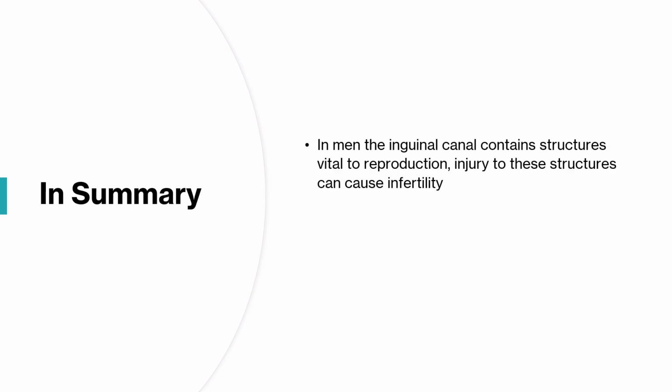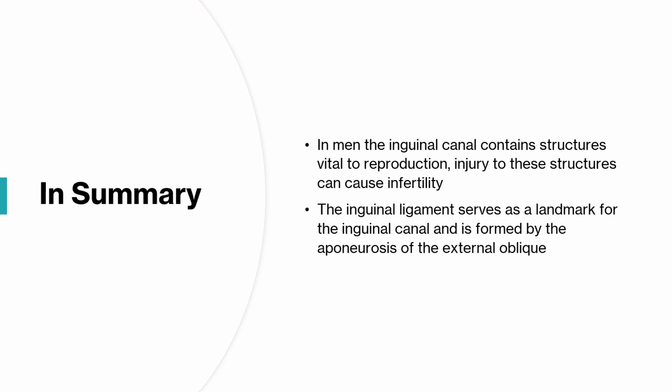In men, the inguinal canal contains structures vital to reproduction. Injury to these structures can cause infertility. The inguinal ligament serves as a landmark for the inguinal canal and is formed by the aponeurosis of the external oblique.